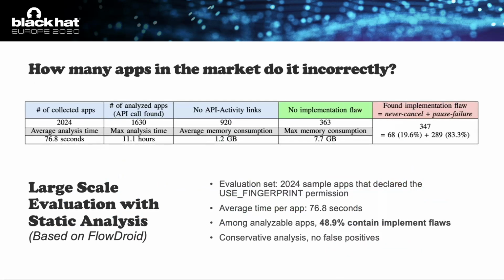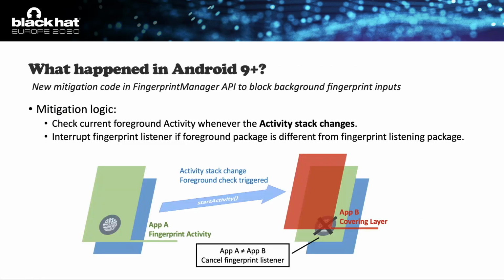So a natural question is how many apps in the market have this implementation flaw? We actually built an automatic static analyzer based on FlowDroid to do this evaluation. We collected more than 2,000 sample apps from the market, and among them, our analyzer can successfully handle about 700 apps. And inside those 700 apps, we find that almost half of them contain implementation flaws. Notice that the analyzer we built only performs conservative analysis. This means the true situation can be even worse.